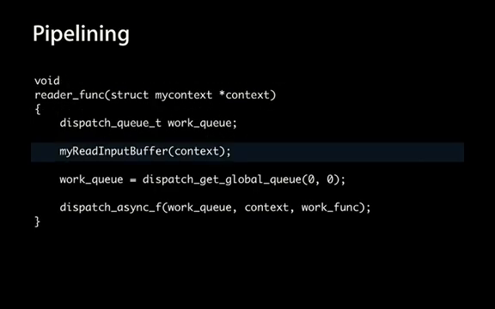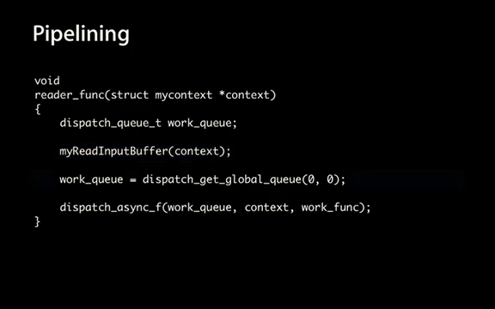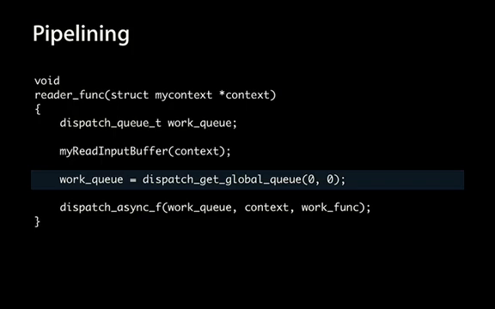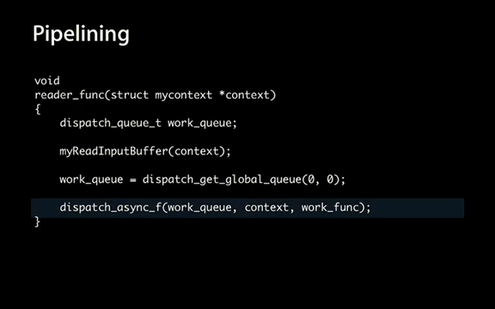Here is your reader function, and there's the basic C boilerplate. But ultimately, what ends up happening is you run your input method, so here my read input buffer, which takes the context and does the right thing. And then we get the global queue, which is the next stage in the pipeline, and we dispatch async right at the end, just like a tail call. So it'll send it to our work queue, pass the context along, hand it to the next function in the pipeline.